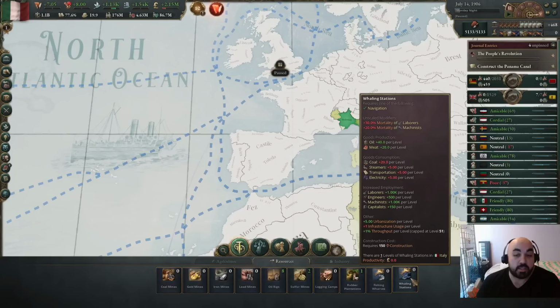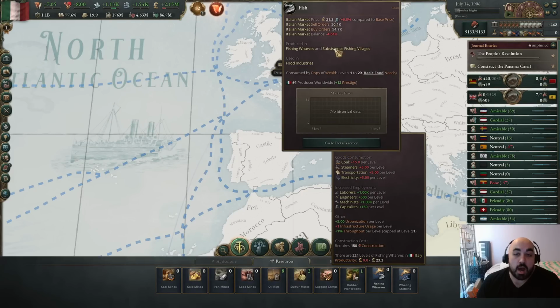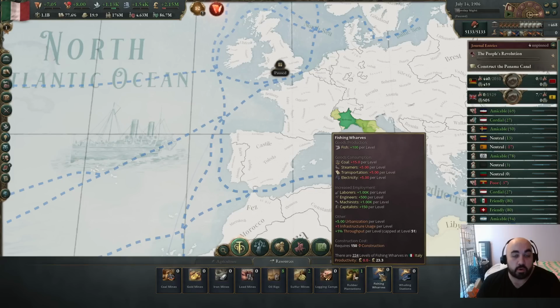Fishing wharves and whaling stations are both very interesting because, first off, fishing wharves give fish, which is a basic food need, which can actually decrease your need for grain. And fishing wharves are also very efficient, but the problem is you can't get a lot of throughput on them, and so they're kind of a medium thing to build.